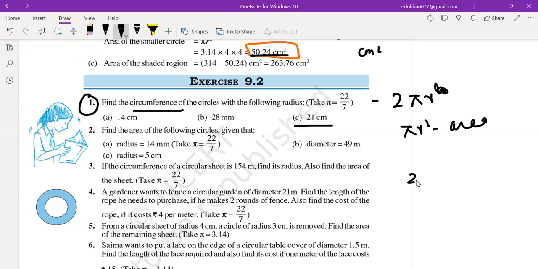It would be like this, no? Radius is given. So 2 multiplied by 22 by 7 multiplied by 28, right? So 7 4s are 28. So 44 multiplied by this. So you get 176. Yes, ma'am, I got the answer. It's millimeter.